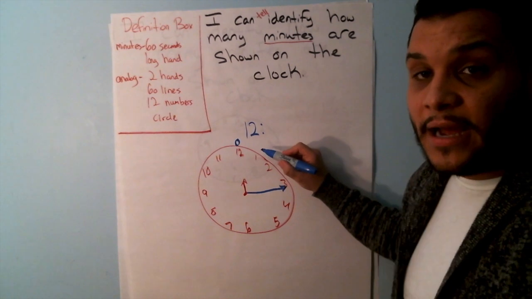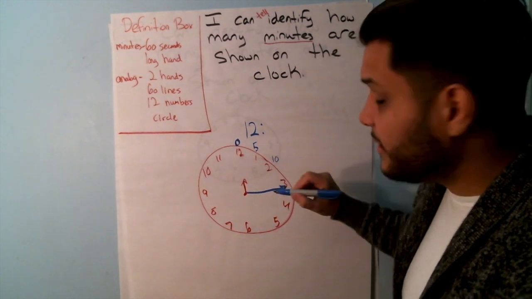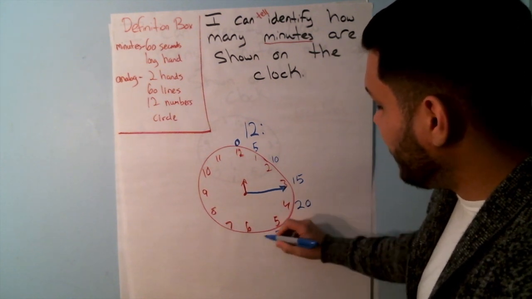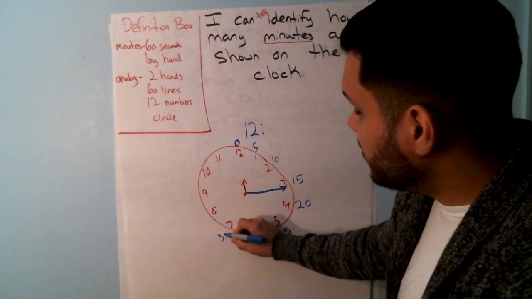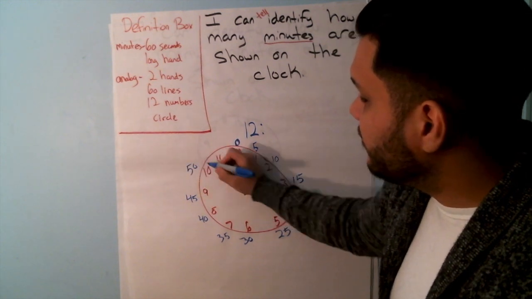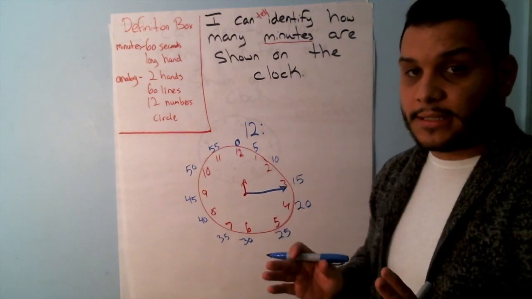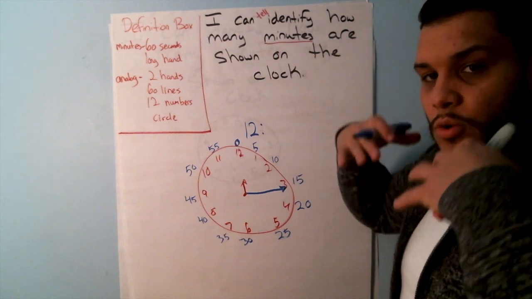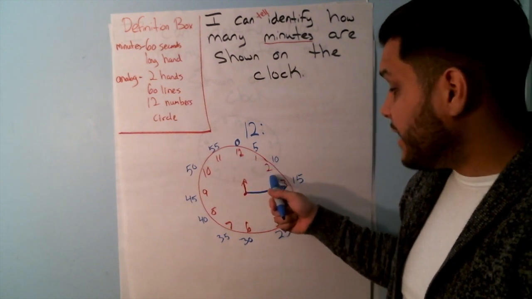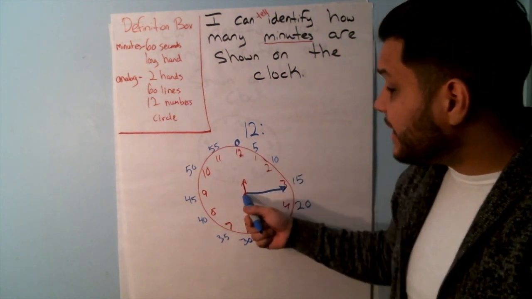After 0, if I'm counting by 5s, what comes? Yes, 5. Then how many? Yes, 10. Then 15, 20, 25, 30, 35, 40, 45, 50, 55, and then I start again at 0. Take a second, let this sink in. Okay, my hour hand is in the red, and my minute hand, or my numbers, are in the blue. I already said that it is 12.